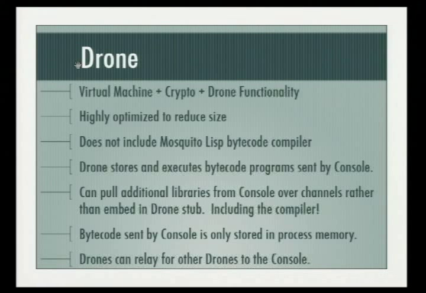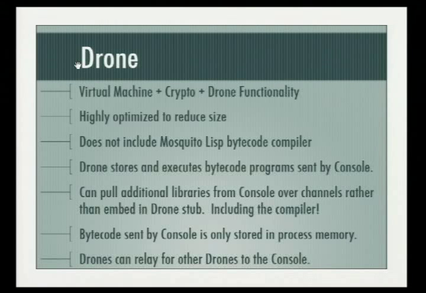The drone is the virtual machine with crypto and drone functionality. It's highly optimized to reduce size. It does not include the Mosquito Lisp bytecode compiler. It cannot compile things by itself. It stores and executes bytecode programs sent by the console. It can pull additional libraries from consoles over channels rather than embed them in the drone stub, including the compiler.